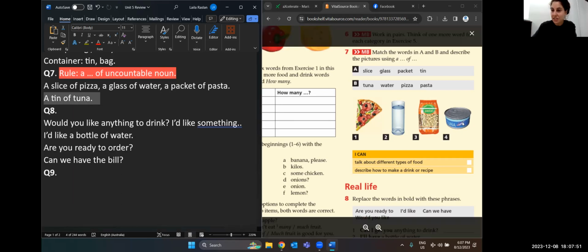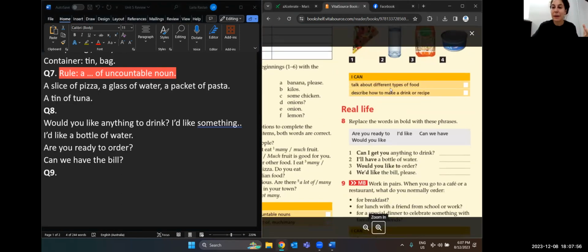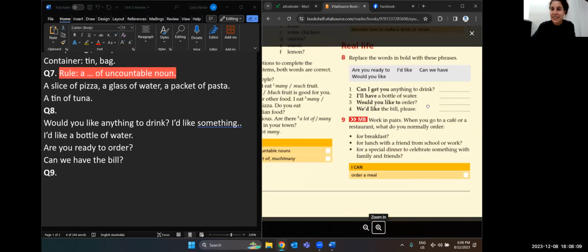Okay, that's the type of fish, tuna. Okay, so now we know how to talk about different types of food. We know how to describe how to make a drink or recipe. We did that in a couple of lessons ago, and we shared that on Facebook. So let's look at these.